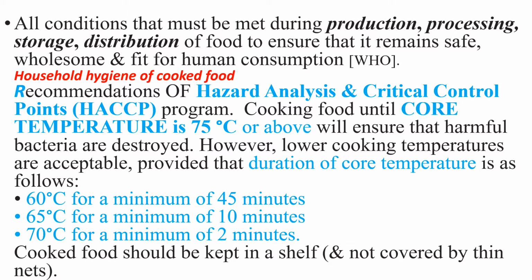Recommendations of the Hazard Analysis and Critical Control Points program: cooking food until core temperature is 75 degrees centigrade or above will ensure that harmful bacteria are destroyed. However, lower cooking temperatures are acceptable provided the duration of core temperature is as follows: 60 degrees centigrade for 45 minutes, 65 degrees centigrade for a minimum of 10 minutes, 70 degrees centigrade for a minimum of 2 minutes. Cooked food should be kept on a shelf and not covered by thin nets.